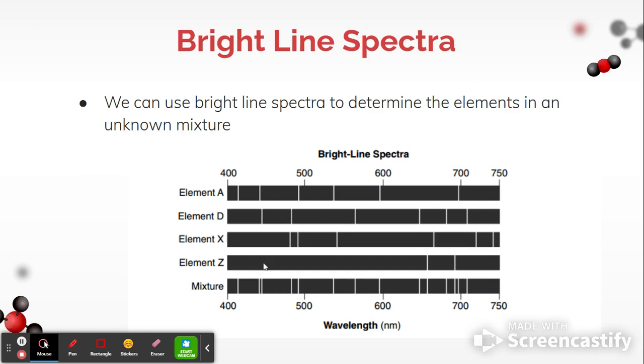Now in this case, we can easily deduce that this mixture consists of elements A, D, and Z, because the bright line spectra of the mixture corresponds to the bright line spectra of all A, D, and Z. This mixture does not consist of X, because as we can see to the right here, the bright line spectra of X does not correspond to that of the mixture.